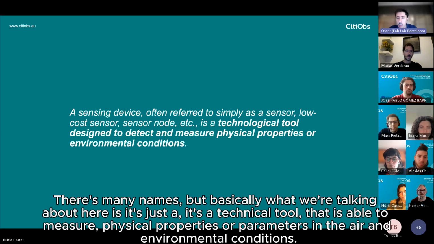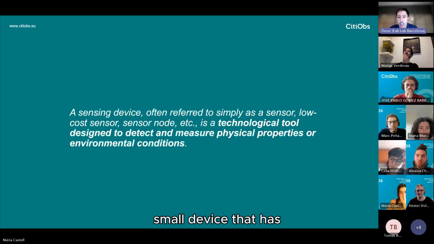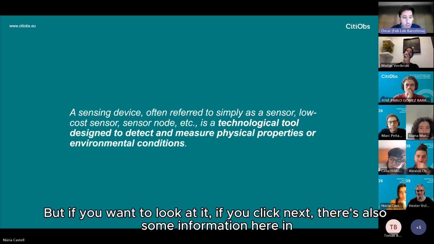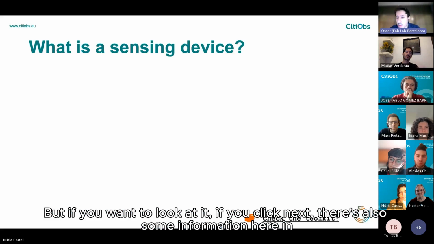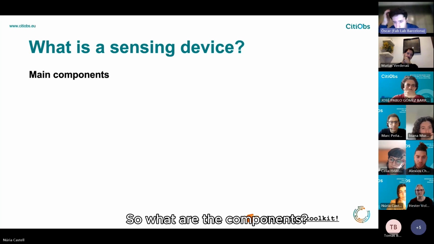There's many names, but basically what we're talking about here is a technical tool that is able to measure physical properties or parameters in the air and environmental conditions. The idea here is that we have a small device that has a range of features that we're going to talk about in a second. But if you want to look at it, if you click next, there's also some information here in the toolkit itself. So what are the components?